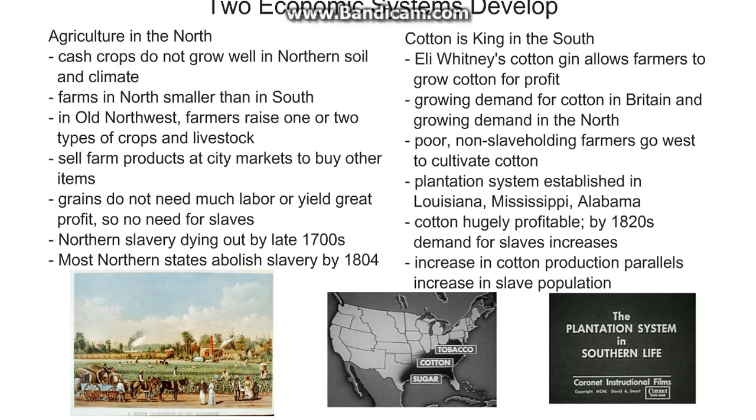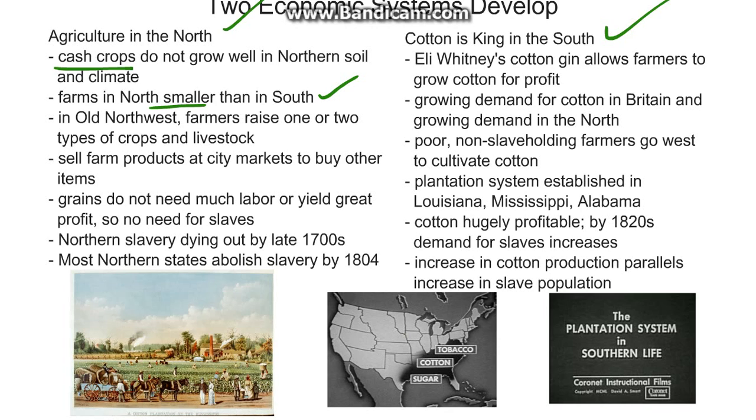Two economic systems are going to develop in the country during this time period. One is agriculture in the north, and one is cotton in the south. Now, agriculture in the north was very different than in the south. The north is going to become a primarily manufacturing area. Cash crops don't grow well in northern soil and climate, so the farms in the north are smaller than the farms in the south.